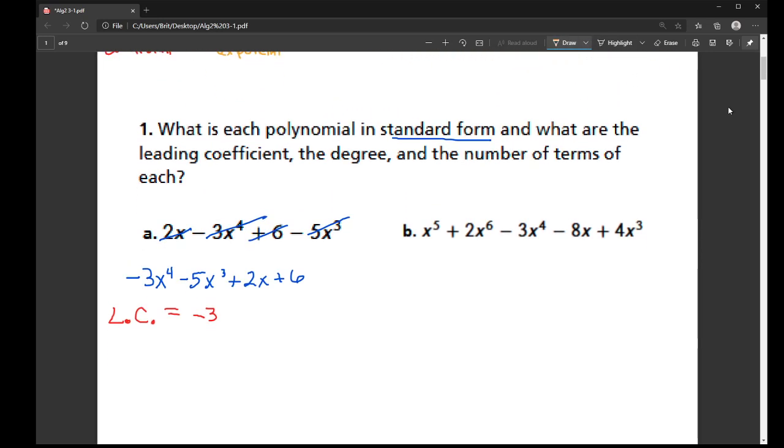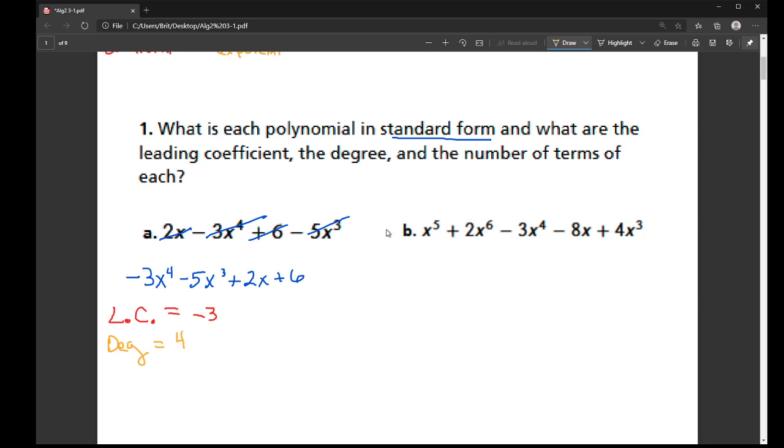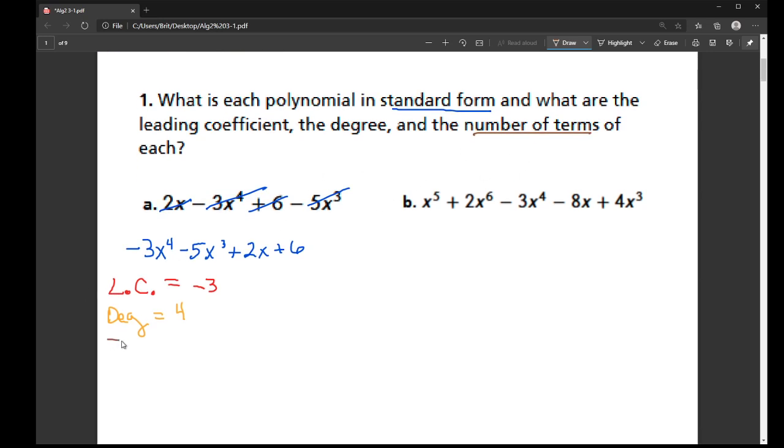Sorry for going up and down. I'm looking for what colors I was using. My degree is that highest exponent, so this is a degree 4. And the number of terms: there's 1, 2, 3, 4 terms in this.